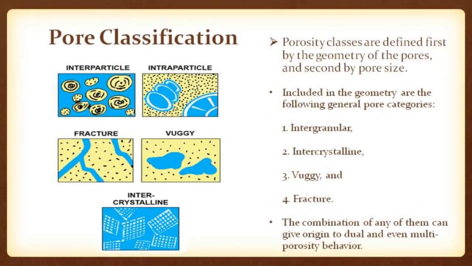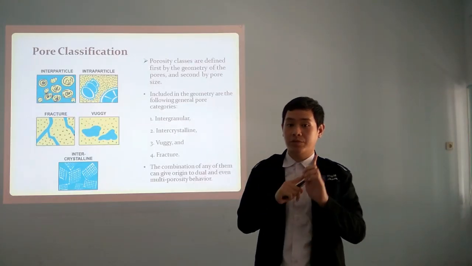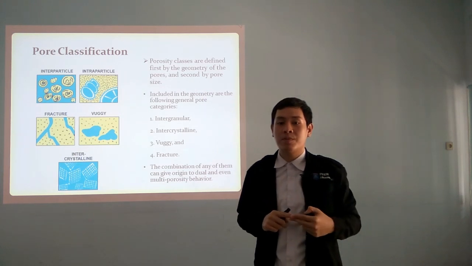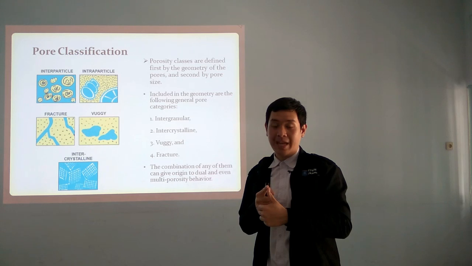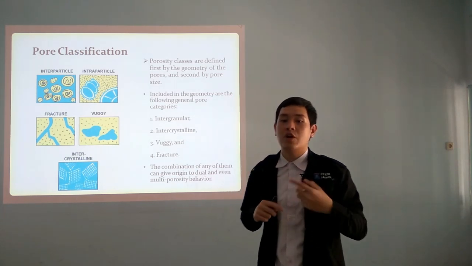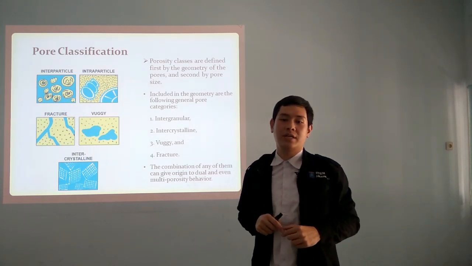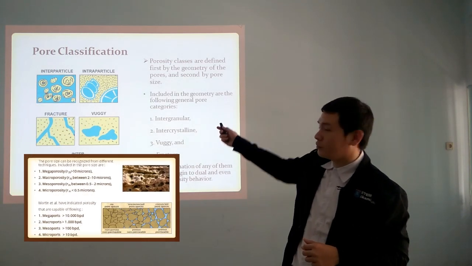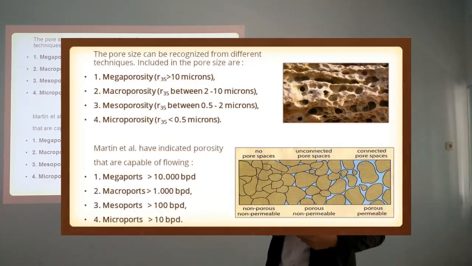Porosity classification. In this classification, porosity classes are divided first by geometry of the pores, and second by pore size. Included in geometry are the following general pore categories: intergranular, intercrystalline, vuggy, and fractal. Combination of any of them can give origin to dual, even multiporosity behavior. The pore size can be recognized from different techniques, including Whelan and Aguilera pore throat aperture.